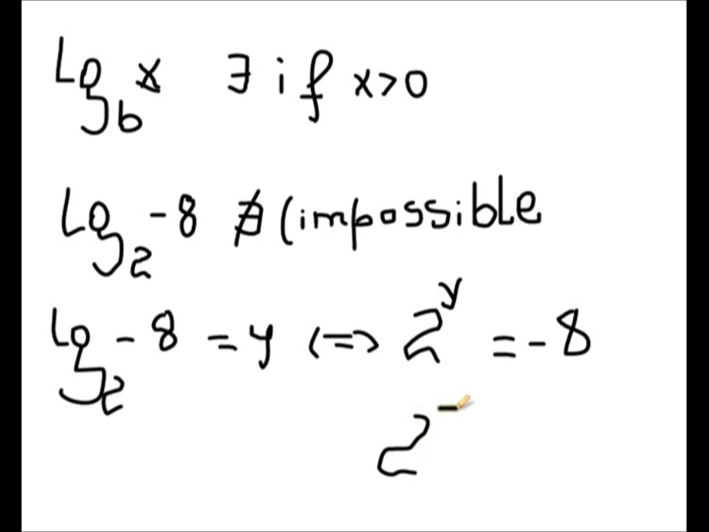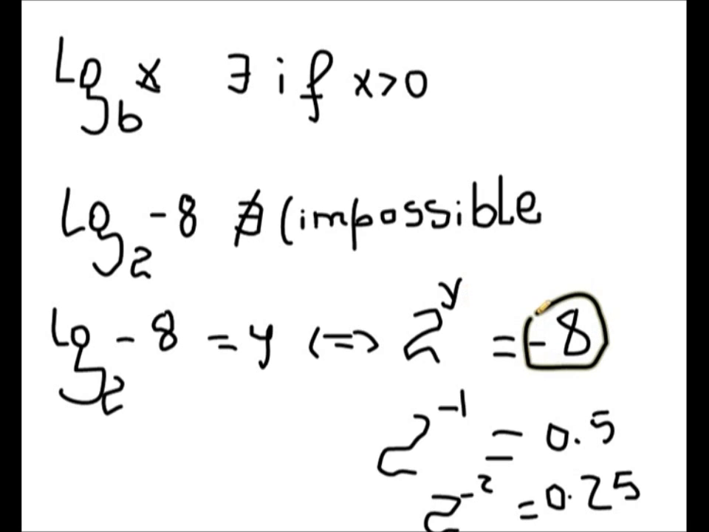Let's try a negative value. If I have 2 to the power of minus 1, it's going to give me 0.5. If I have 2 to the power of minus 2, I think it's going to give me 0.25. You can try by yourself. Take any value for the exponent, any negative value, any positive value. You will never end up with a negative value. The result will always be positive, so this is impossible.